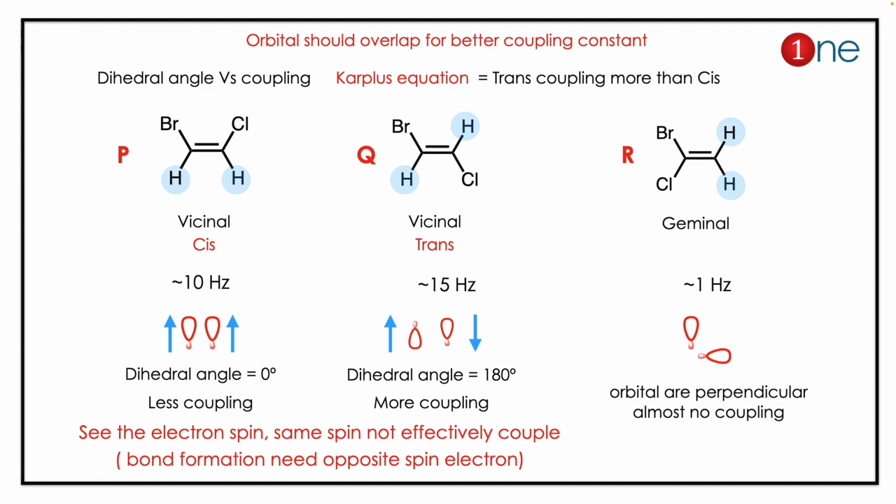P is the cis one, so it has less coupling. R is the least, because the coupling is very small due to the bond angle. So the order will be Q, P and R. The concept you have to learn here is that trans hydrogen couples better than cis hydrogen. So the coupling constant of trans hydrogen is higher.